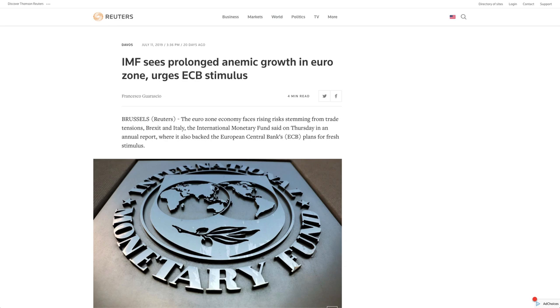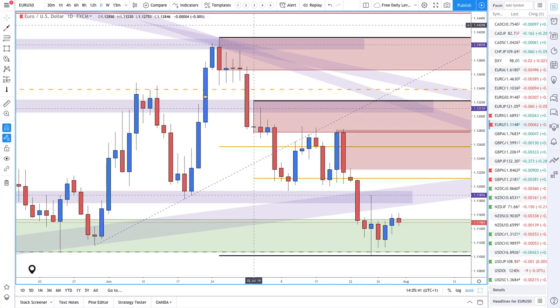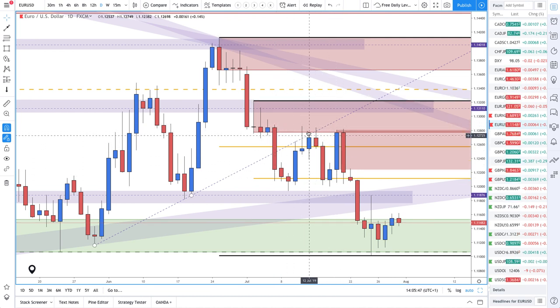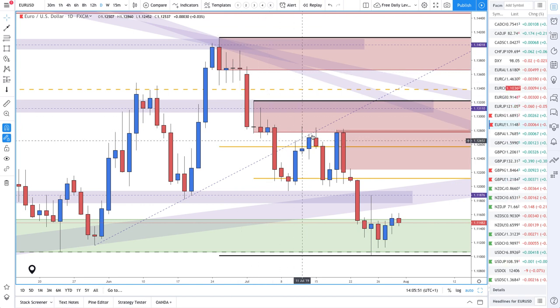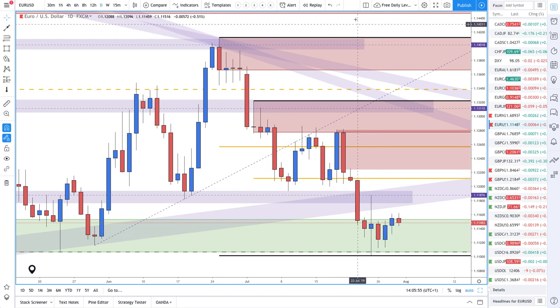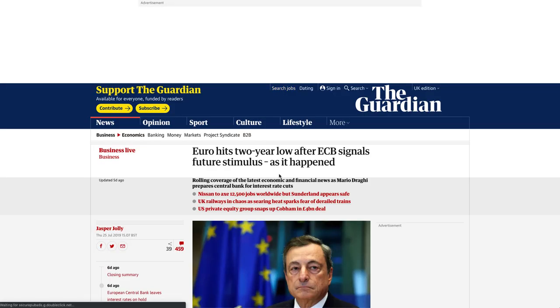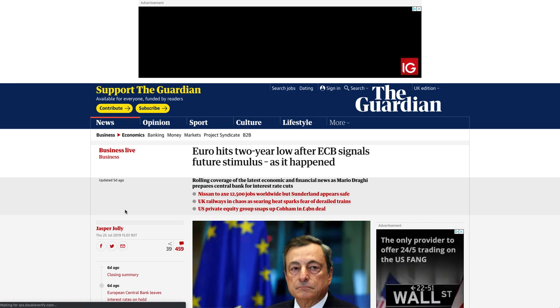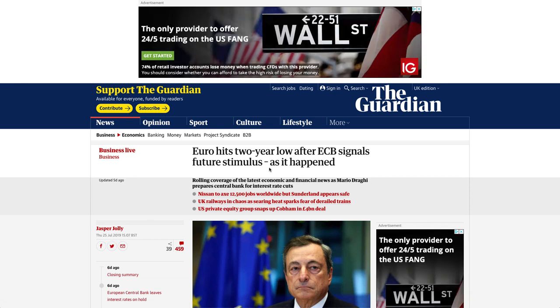So the market knew this, and at the time the market was coming down into the supply zones. Traders who knew were getting short, buy the rumor, sell the fact, right? So traders were shorting the euro in the lead up to the announcement, which happened on the 25th of July, which was 5 days ago.